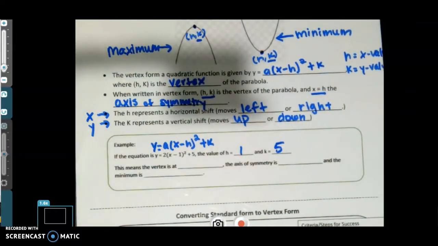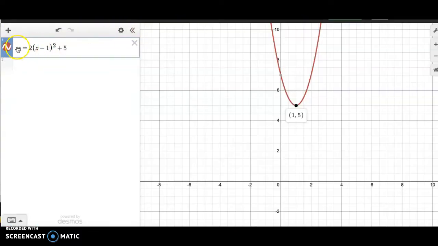So let's go into Desmos. Okay, see how I have already the equation up on here? So I put in 2 parentheses x minus 1 parentheses squared plus 5. So I want you to see here, this is the vertex, (1, 5). So h is 1, k is 5. I want you to stop. Is this a maximum or a minimum? Correct. It is a minimum, meaning the minimum value would be 5. The axis of symmetry would be 1.